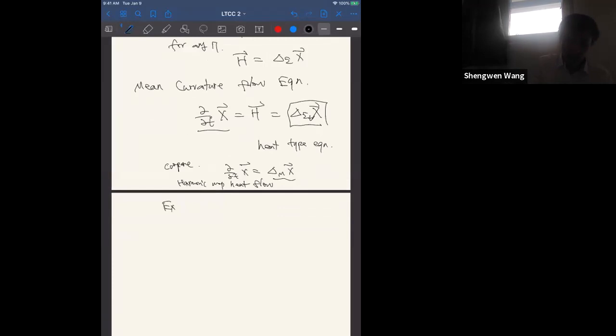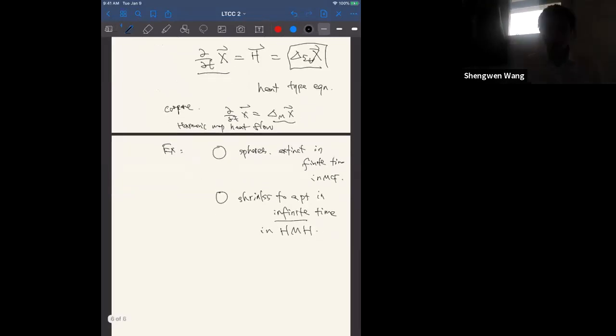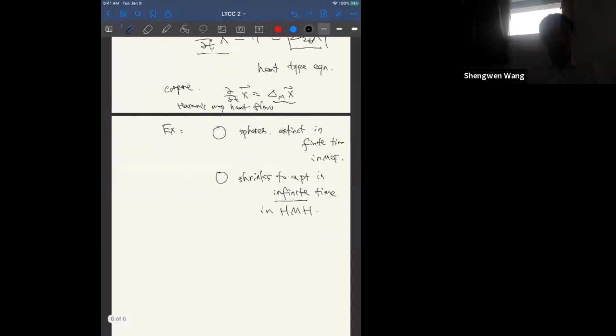So I will leave you as an exercise. We already showed that round spheres become extinct in finite time in mean curvature flow. But if you evolve a round sphere under harmonic map heat flow, it's not going to shrink to a point in finite time. So it's going to shrink to a point in infinite time, in harmonic map heat flow. Okay. Any questions?